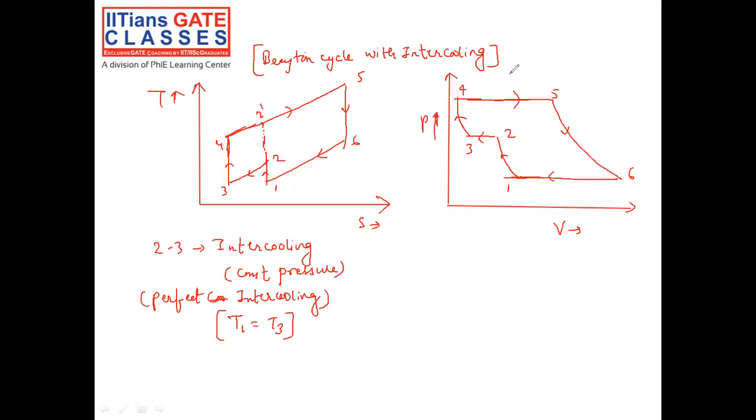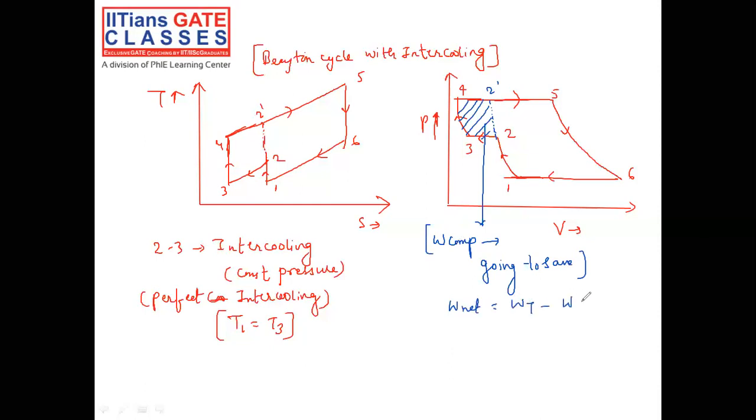or what is the net work output of the gas turbine. As you can see, this is the 2 dash. Now whatever the area that I'm going to shade, that shaded portion is the amount of compression work that we are going to save. Net work is nothing but turbine work minus total compression work. If total compression work reduces, then net work done will automatically increase. And that is the motto in a gas turbine power plant.